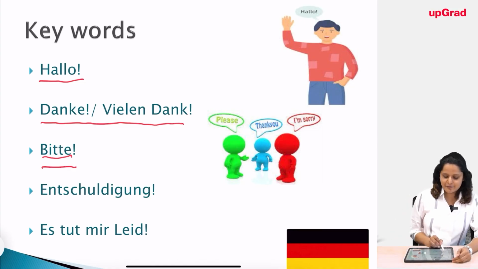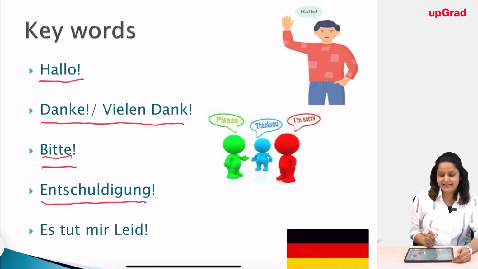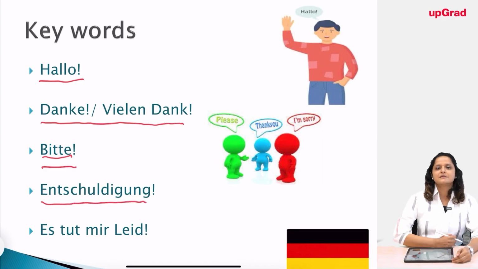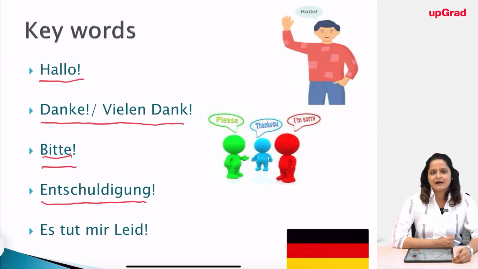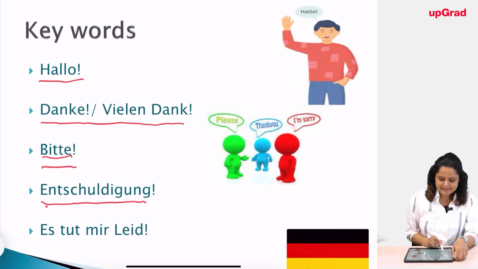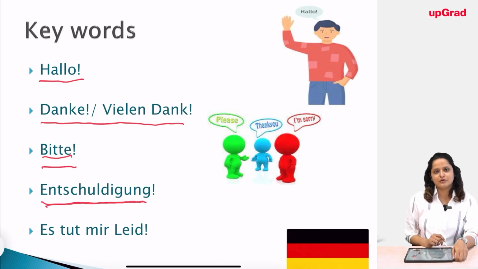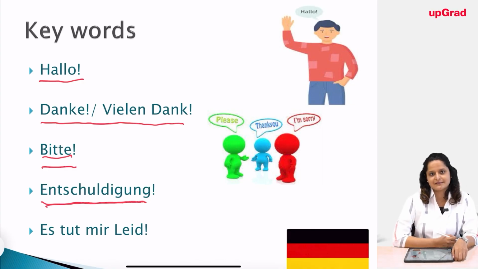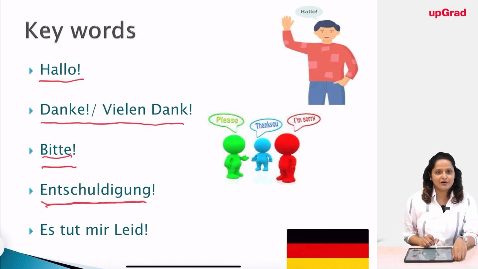The next word that we see here is the word Entschuldigung, which counts for sorry or excuse me, depending on the context. You will find a lot of words where one word can have two meanings, but the meanings do change depending on the context. So the word that we see here, Entschuldigung, this word has two meanings, sorry or excuse me. Also, the word is pretty long, so let's break down the pronunciation of it.